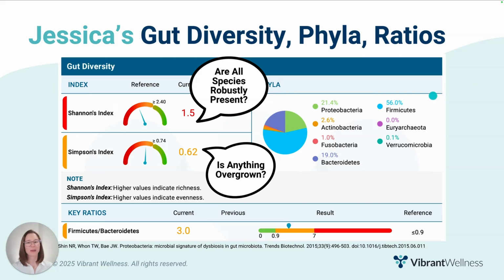We also see that Firmicutes makes up 56% of her gut microbiome, while Bacteroidetes contributes only 19%. This is problematic because Firmicutes feeds on fat and sugar and tends to be inflammatory. Meanwhile, Bacteroidetes feeds on fiber. Now, looking at the key ratios at the bottom, this is why we want an F to B ratio that is less than 0.9. However, we're seeing that Jessica's ratio is 3.0, another indicator that she has dysbiosis.